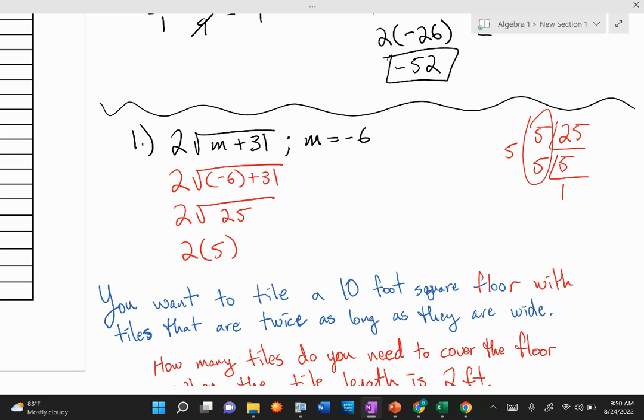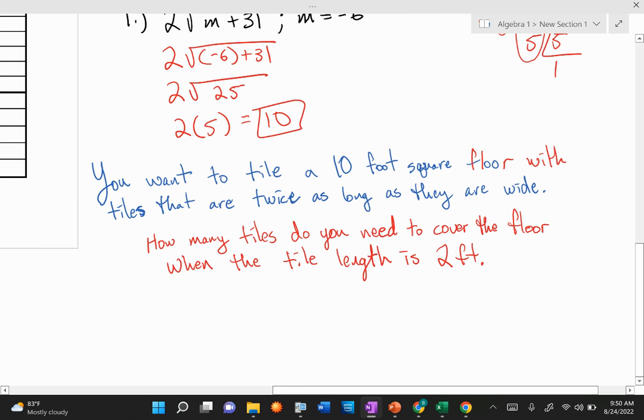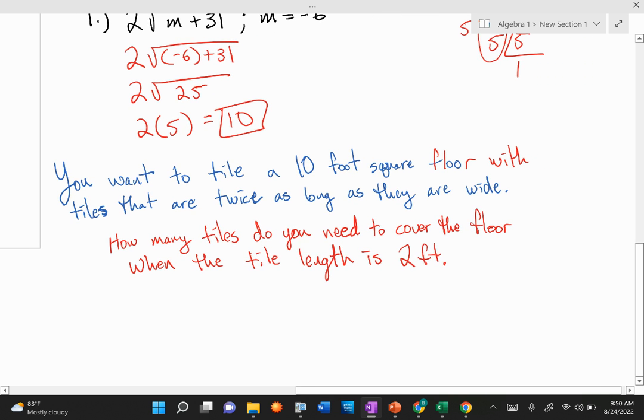So now we got 2 times 5 equals 10. Okay. We feel comfortable with this? Okay. Y'all are already better at evaluating algebraic expressions with substitution than last year's class. So that's good. All right, guys. So here's what you got next. Okay. This one I do want you to work together.